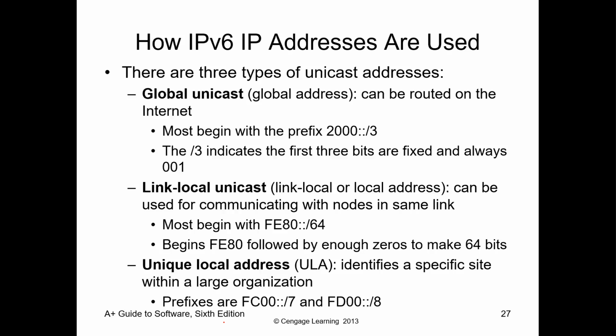Next we have a link local unicast address, and this is a local address which can be used for communicating with nodes in the same link. Normally they begin with FE80, followed by enough zeros to make 64 bits. That's what commonly happens with link local addresses. Lastly, there's a unique local address, which identifies a specific site within a large organization. And the prefix for this is normally FC00/7 or FD00/8.